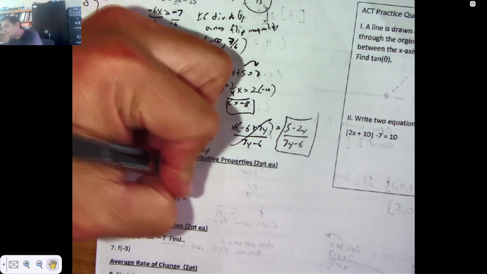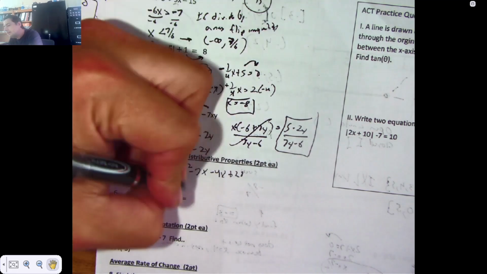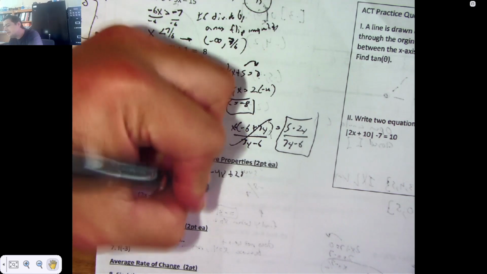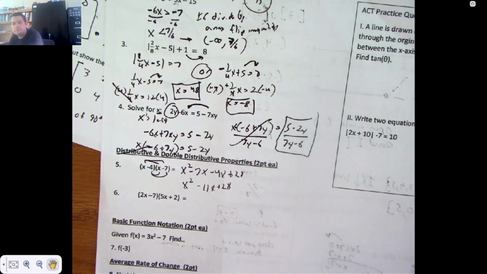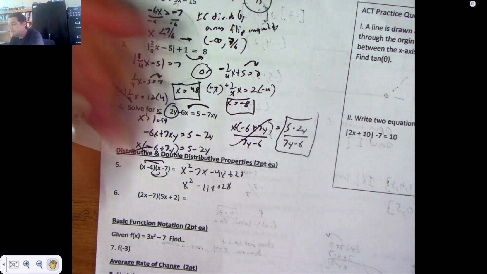X times x is x to the second. X times a negative 7 is minus 7x. Negative 4 times x is minus 4x. Negative 4 times negative 7 is plus 28. Combine your like terms. X squared minus 11x plus 28. Not that hard.